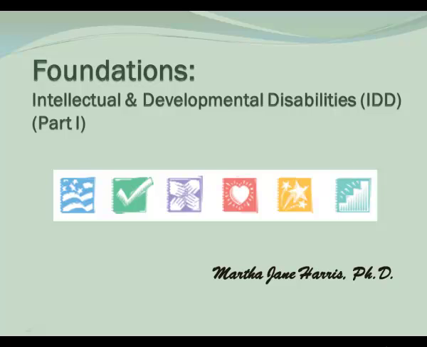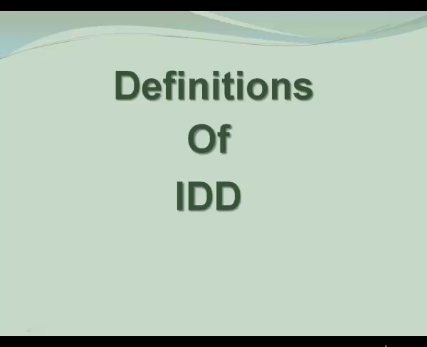Today's topic is Intellectual and Developmental Disabilities, IDD. The federal disability category is officially called mental retardation. IDD is the newer term that is used in our book and will be used for our lectures. Let's take a look at the definition of IDD.